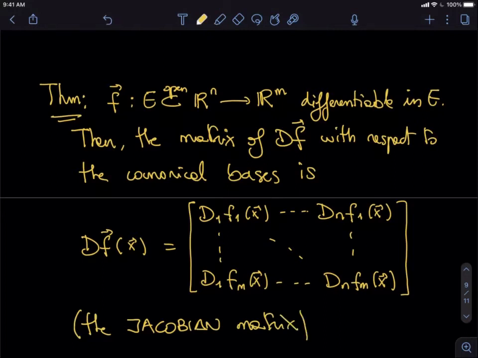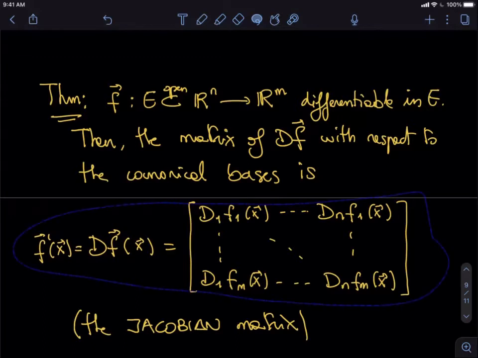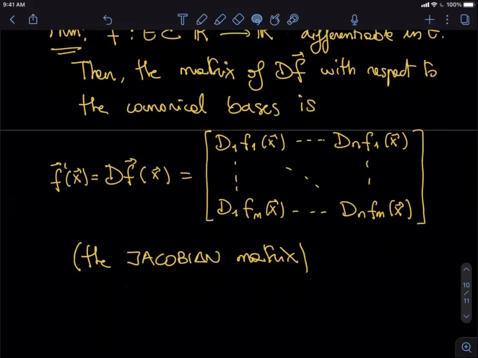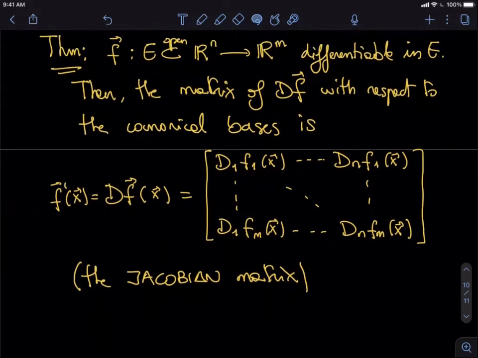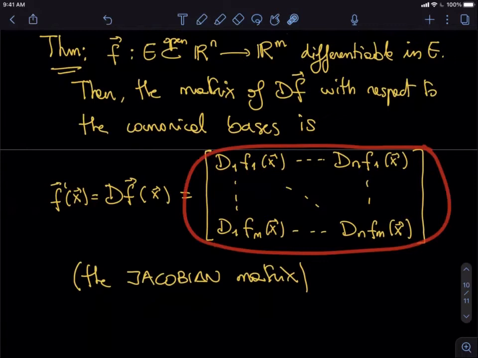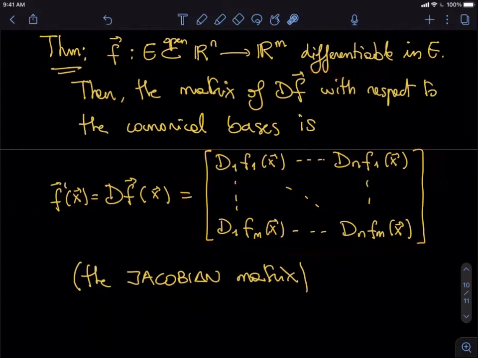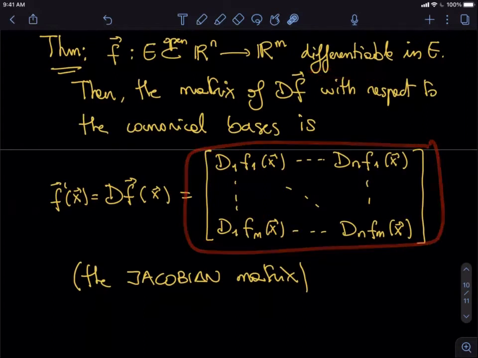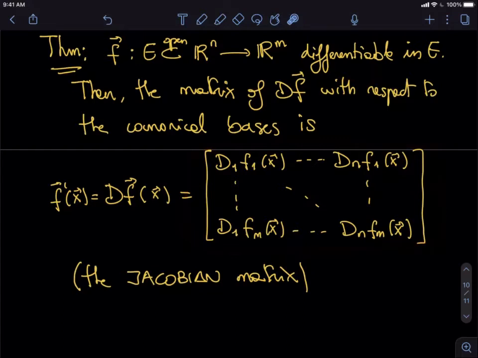Okay. Following our notation, we have also denoted this as f prime of x. Okay, so you will see both notations depending where you are reading. So it's important to know both. Now, the most important thing about this theorem, this is saying if the function is differentiable, then the differential is going to be this matrix. So in order to check if a function is differentiable, you can plug in this matrix right away. Okay, because it's either this one or none.